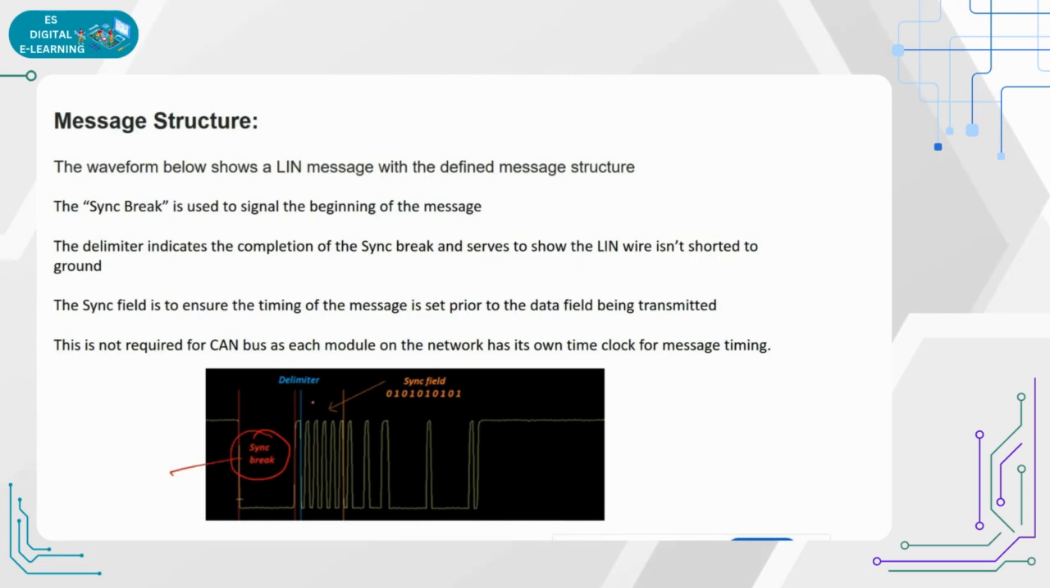Okay, and previously we discussed the delimiter. It is the end of the break. And we have the next: the break, sync, and identifier. So the identifier will be there. Next is whatever data we are sending, and it will be sent like electrical signals.